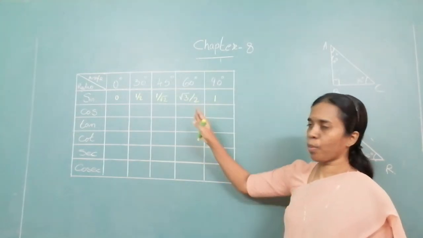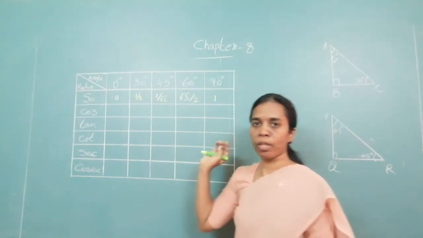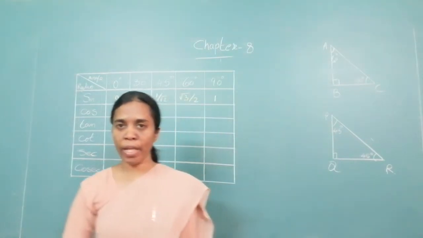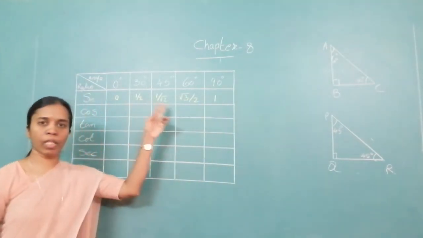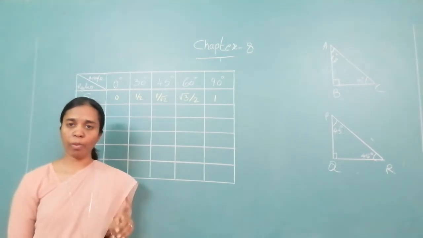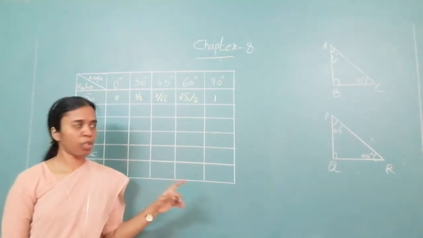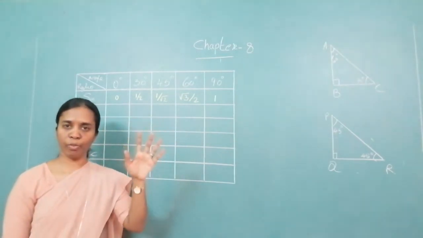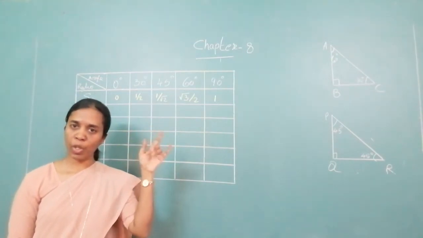0, 1 upon 2, 1 upon root 2, root 3 upon 2, 1. Please repeat that. This you have to learn by heart. In case if you make one mistake in this, the entire table will become wrong. So you cannot forget this order. Only 5. 0. After 0, half.